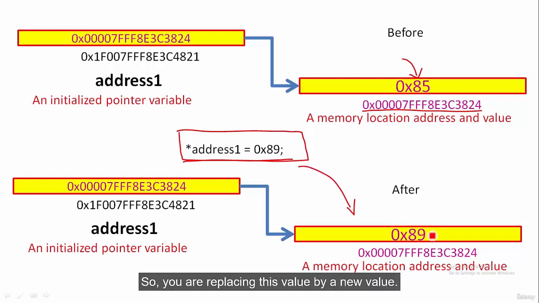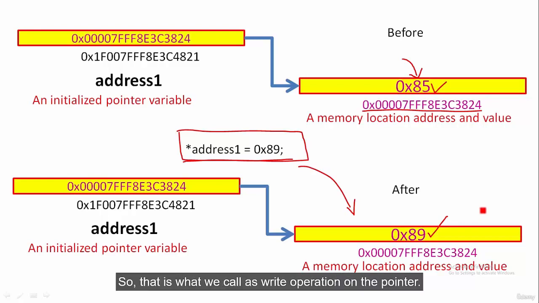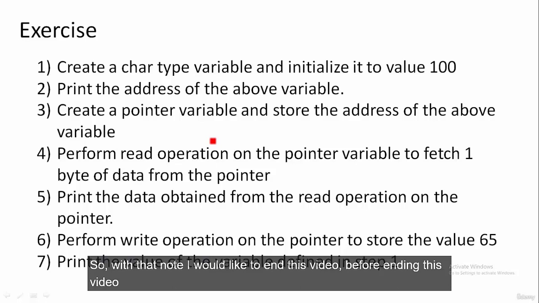So you are replacing this value by a new value. All right, so now it becomes 0x89. That is what we call a write operation on the pointer. All these operations you do by using the pointer variable. Instead of directly using the address here, you are using the pointer variable. So with that note, I would like to end this video.